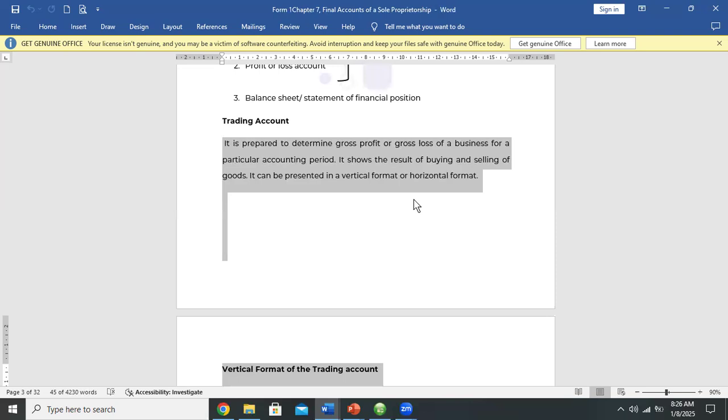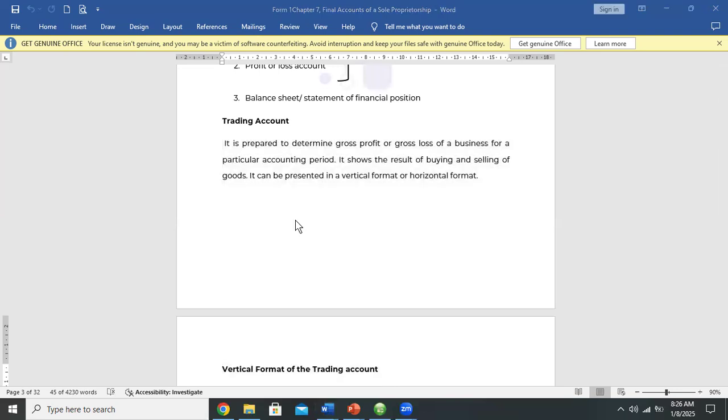Okay, great. Thank you very much. So as you read, this account is prepared to determine profit or loss for a particular period. Vertical format of the trading account. Okay, well noted. Thank you. So this account is prepared to determine or calculate a particular profit, and that profit is called gross profit or gross loss.